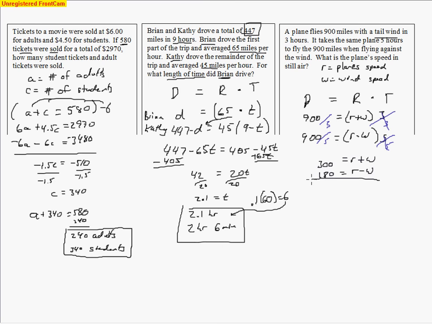And see, the reason I did that is I get the w's to cancel here, and so I'm left just with 2r equals 480. So when I divide by 2, I get the answer. 240 miles per hour is the plane's speed in still air. So those are the problems that you're going to see on this week's test. Good luck.